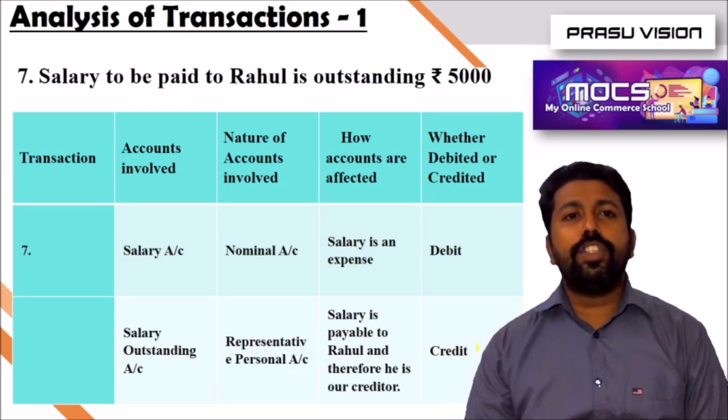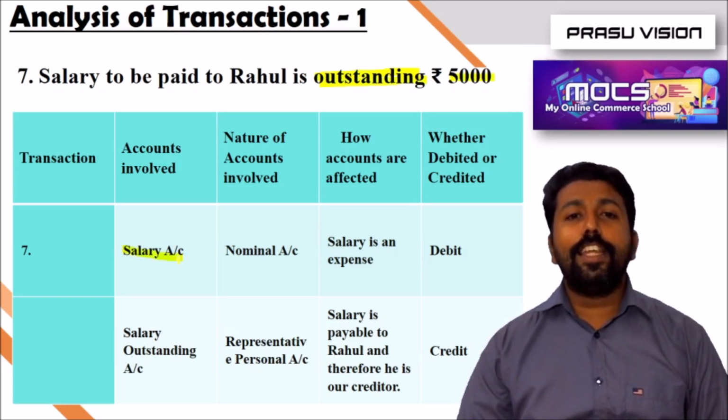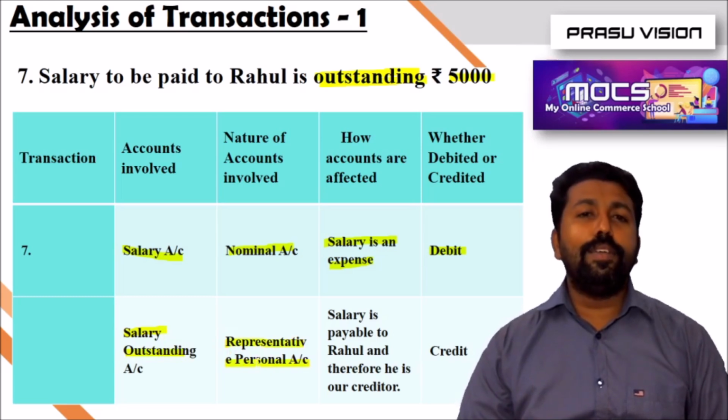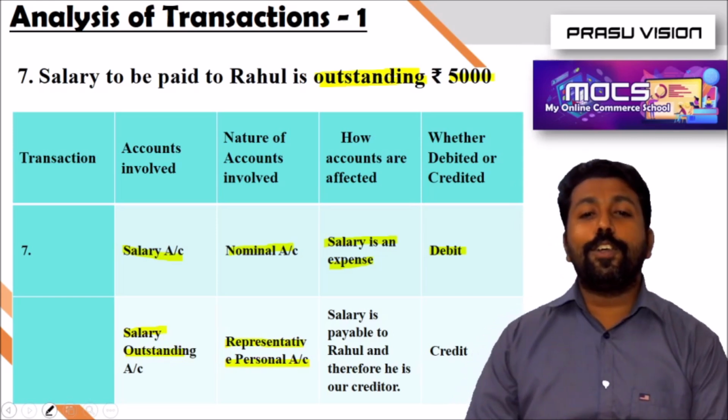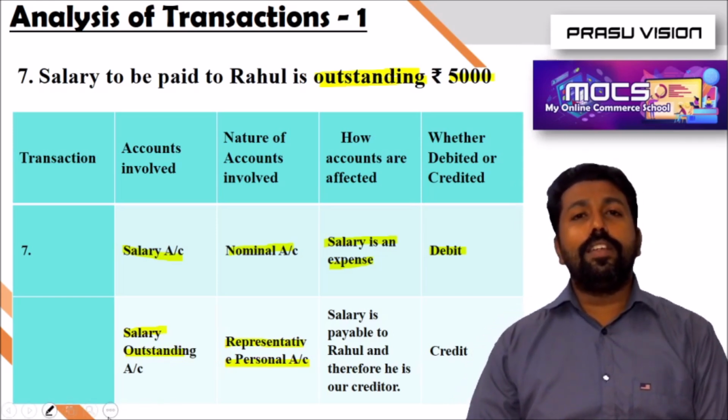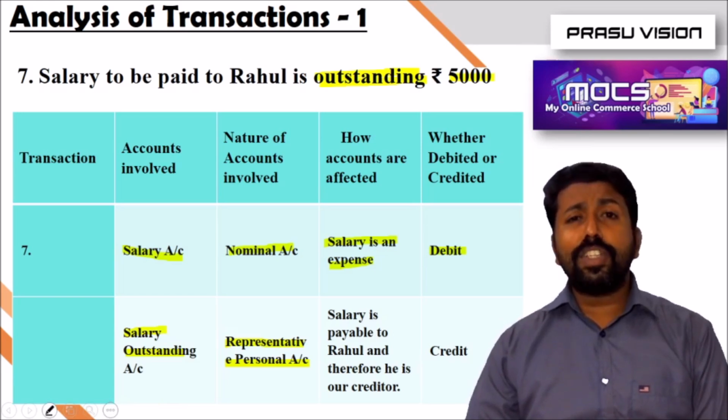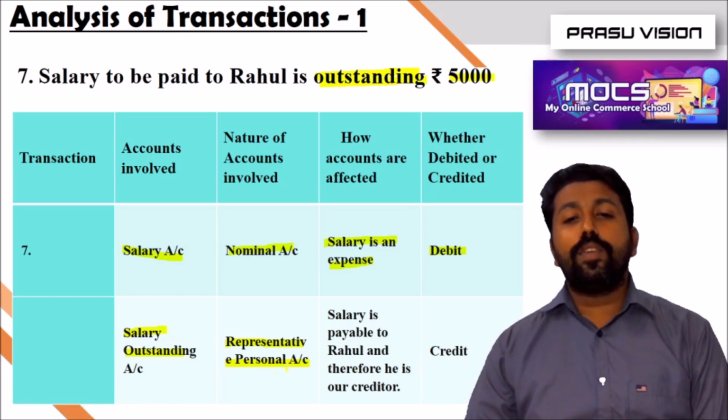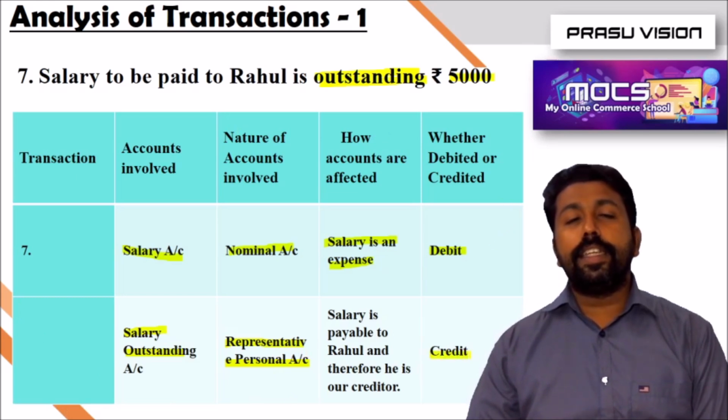And the next transaction, salary to Rahul is outstanding. Outstanding, you know very well, means still we have to pay 5,000 salary to Rahul. One aspect is the salary account, a nominal account. Remember, salary is an expense and it is debited. The salary outstanding account is another aspect. It is a representative personal account, as we have learned in the examples. Salary is payable. We have to pay the salary, therefore it will be credited.